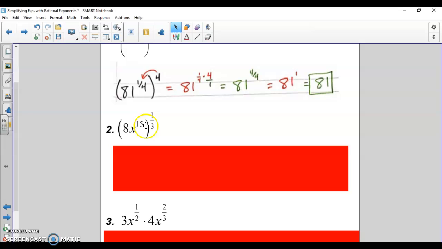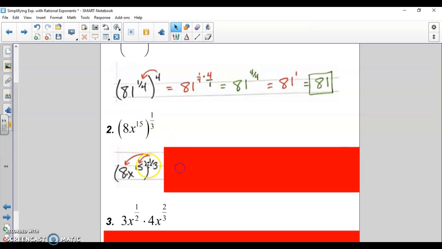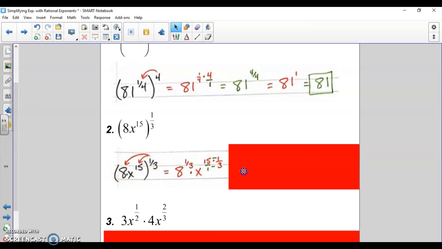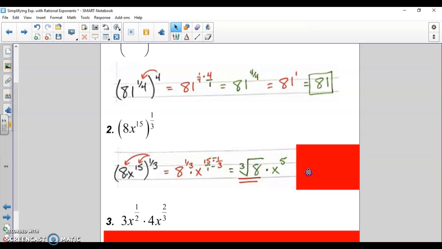Now, next one. 8x to the 15th, all to the 1/3 power. Again, just like the last problem, take that power, give it to everything inside. This is what it looks like when it's actually multiplied out. So it's 8 to the 1/3 times x to the 15th times 1/3. 8 to the 1/3 is the cube root of 8. 15 times 1/3 is x to the 5th. Cube root of 8, we can figure that out. That's 2. X to the 5th is already simplified. That's our final answer.